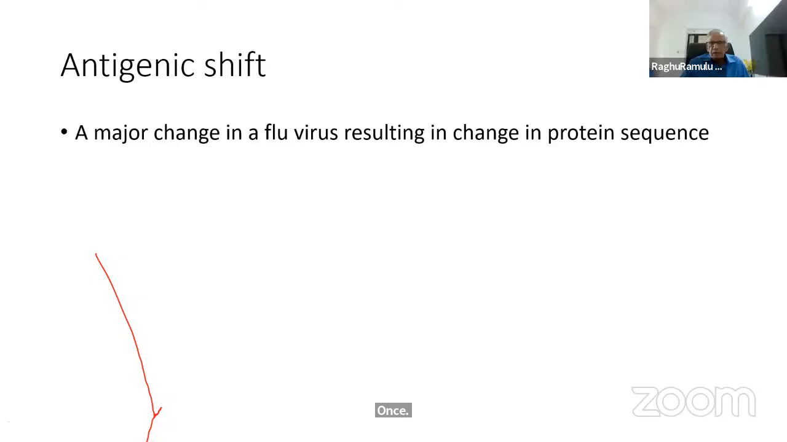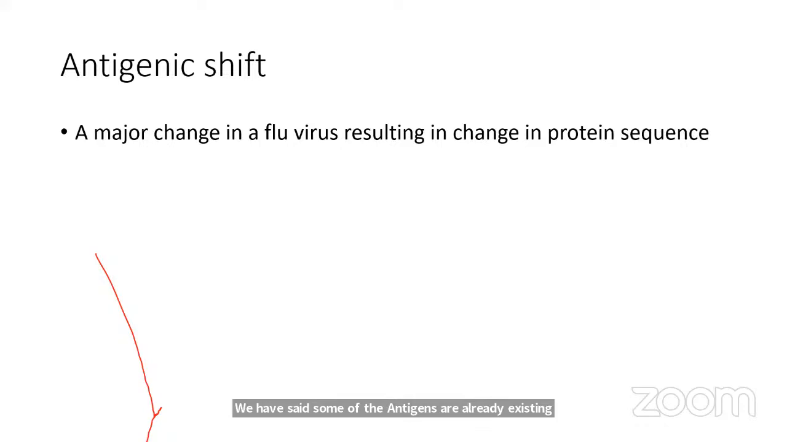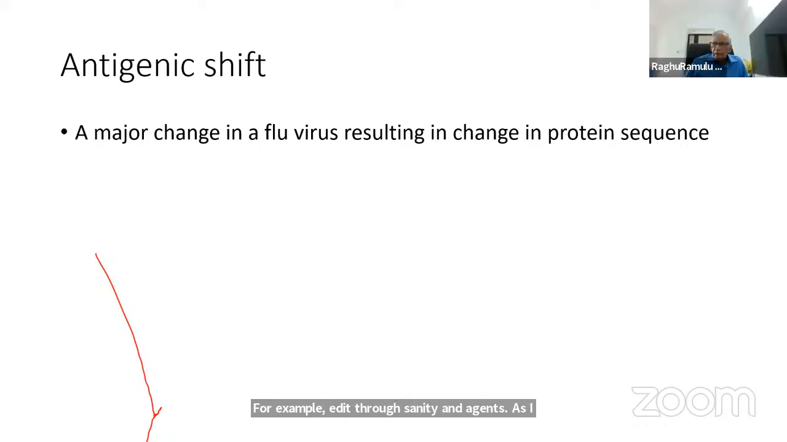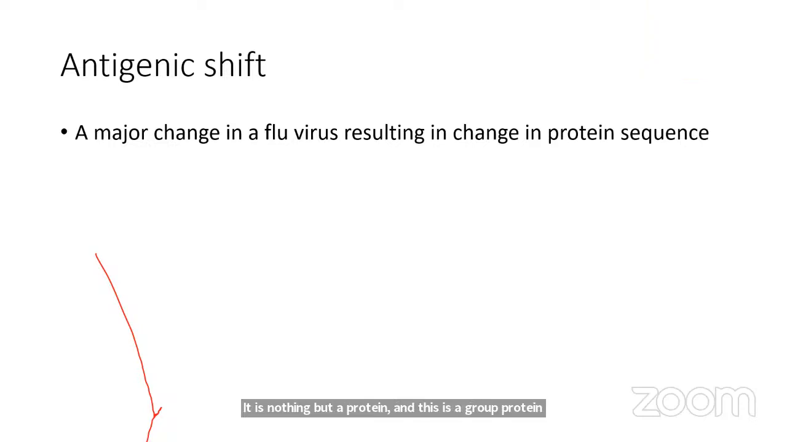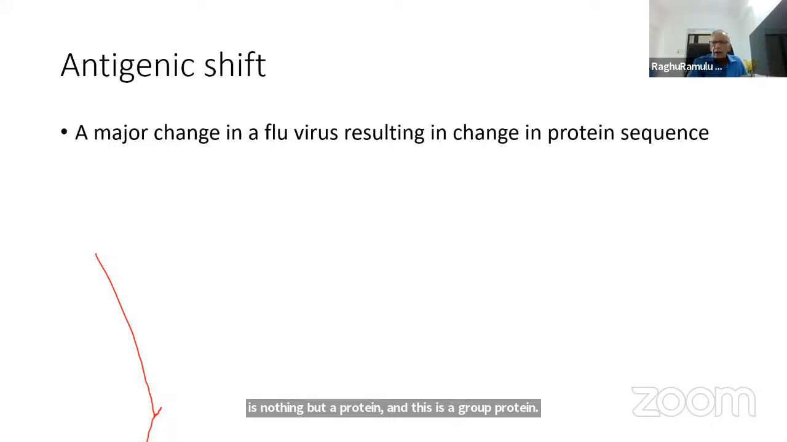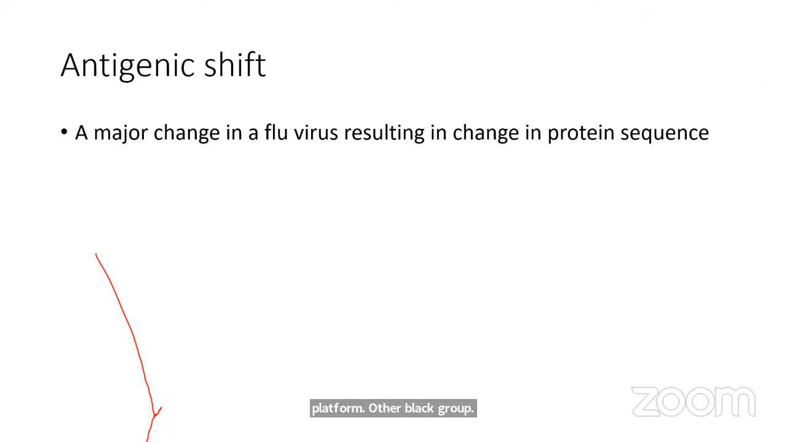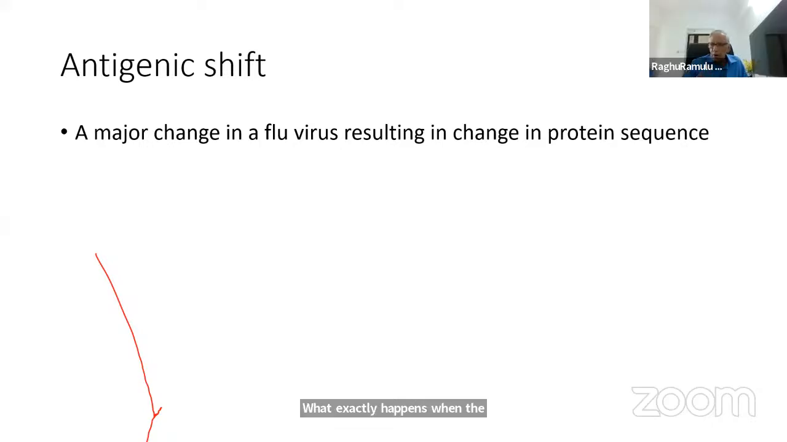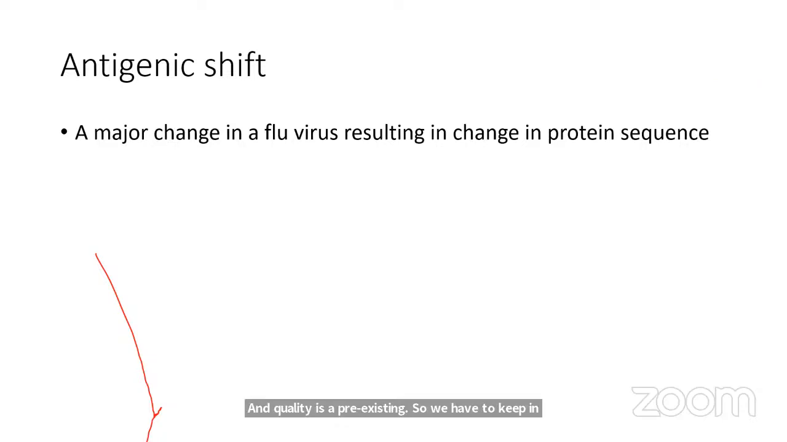Next is, what is the foreignness of an antigen? We have said some of the antigens are already existing in the body. For example, erythrocyte antigens: A group blood people have a particular type of protein, and this is the A group protein. Now, for example, somebody is trying to give a different blood group. What exactly happens? When other blood enters the body, antibodies are automatically pre-existing. So we have to keep in mind that our body is already loaded with pre-existing antibodies, and also antigens.